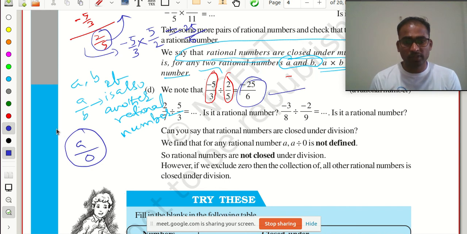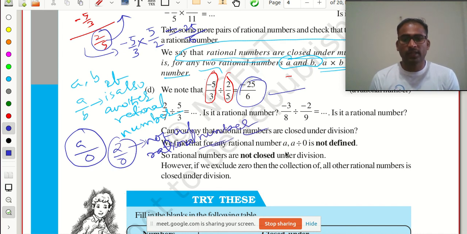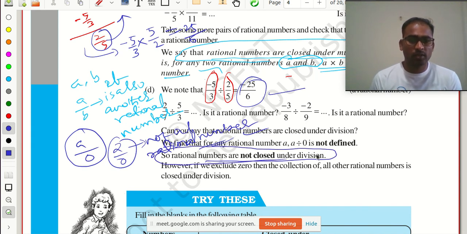Some number with 0, some 2 by 0. So this is not a rational number. Why? Because this is not in the form of p by q, where q is not equal to 0. Here q is equal to 0. So that is why this is not a rational number. So we can say here these rational numbers are not closed under division. Understood?